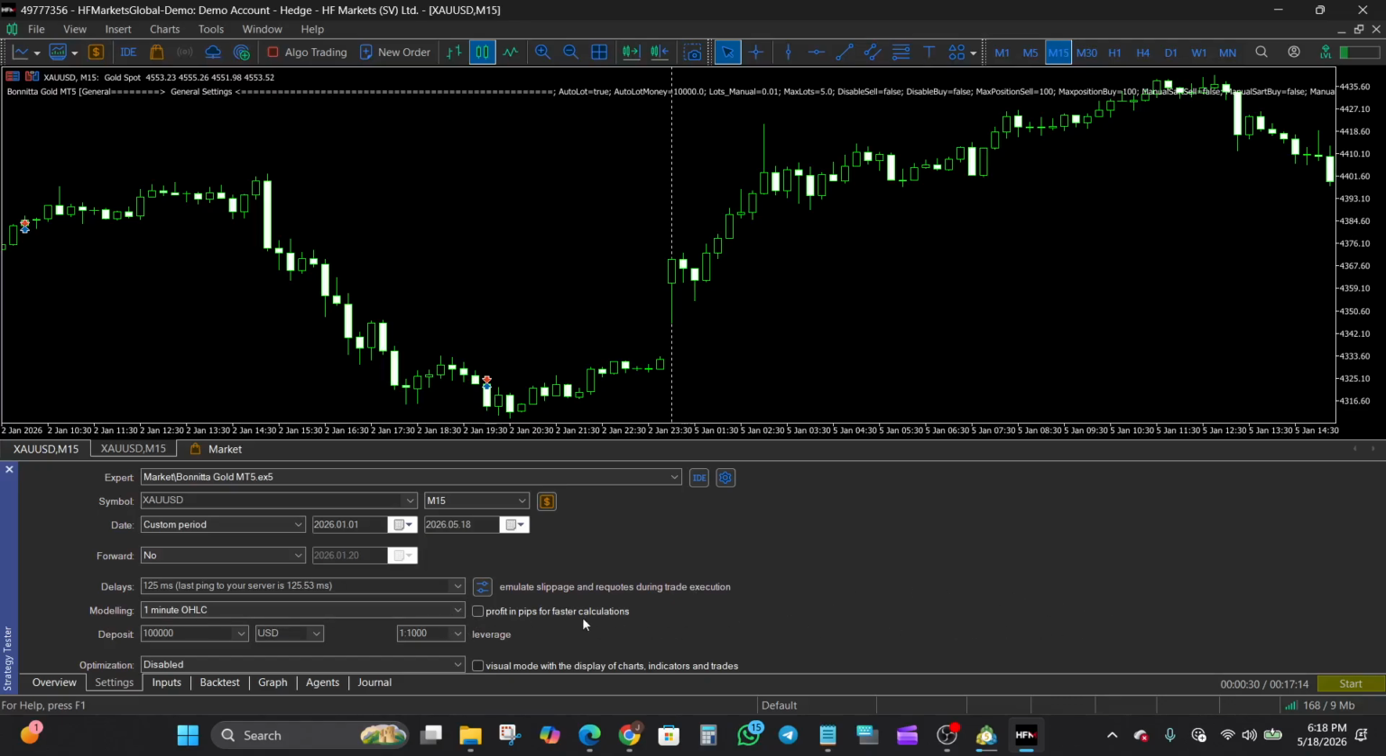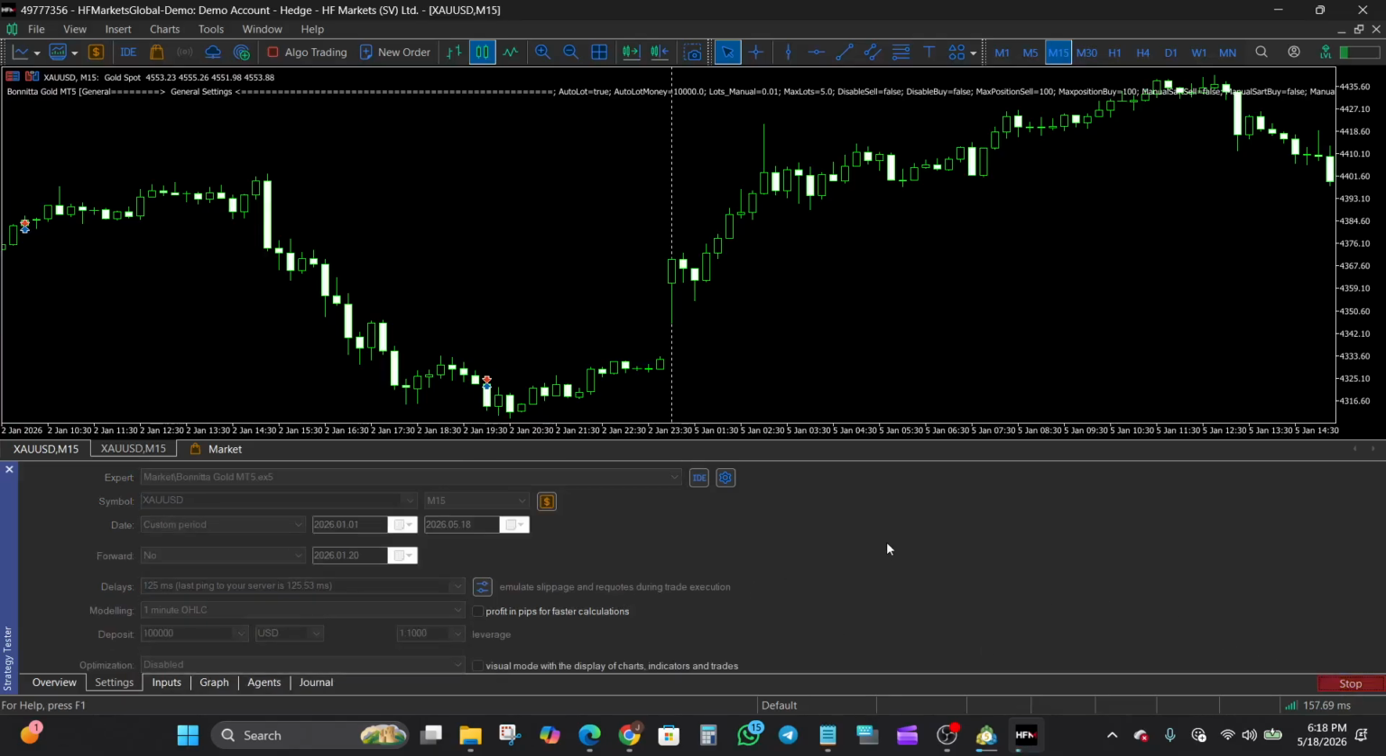All right, ideally, if you are testing an EA, I would recommend using the every tick or every tick based on real ticks, but you can just go with the every tick anyways. But since we are just doing this for testing's sake, let's just use the faster option.